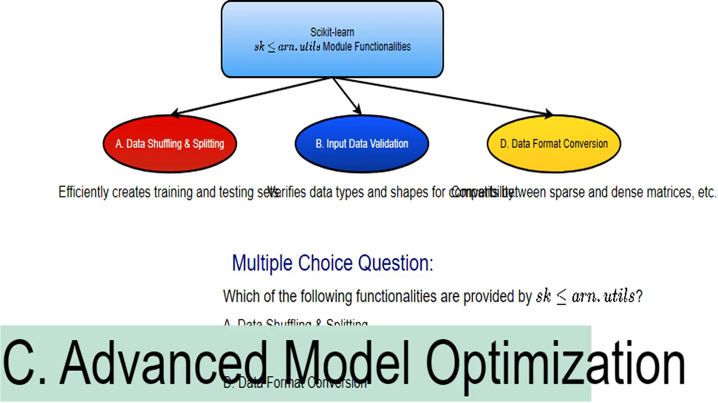This refers to the conversion between various data formats. Sklearn utils can help convert data between different representations like sparse and dense matrices. Think of it like converting a recipe from cups to grams. You need to translate it into a form usable by your oven, your algorithm. This feature is useful for data flexibility. Does Sklearn utils offer this convenience?